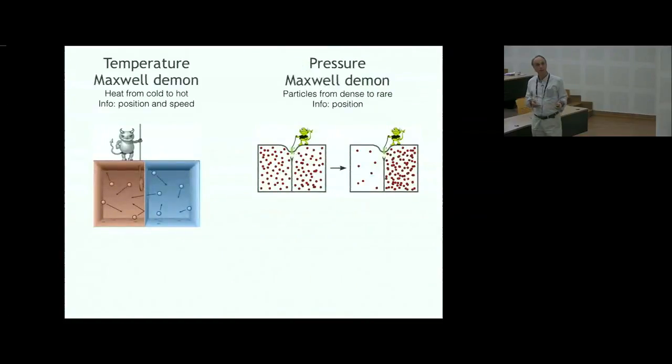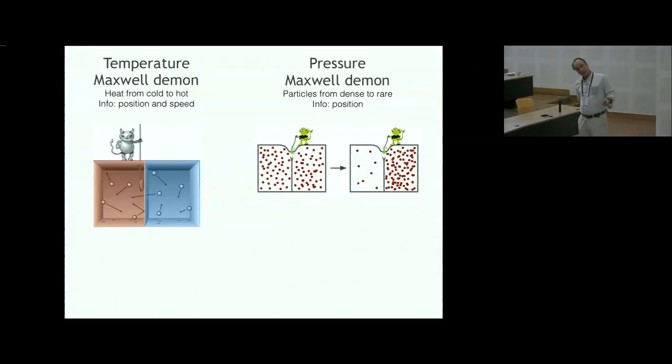So in the literature you can find different Maxwell daemons. There is the original daemon by Maxwell, which we call the temperature Maxwell daemon, and transfers heat from cold to hot. And the information that the daemon needs is just the position and the speed, because it needs to know if a particle is fast, to open the door or close the door.